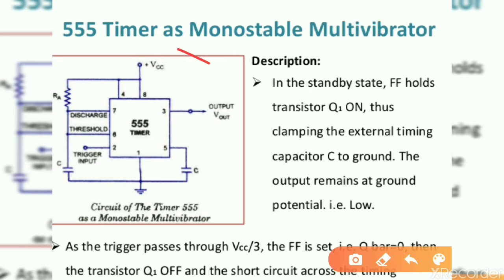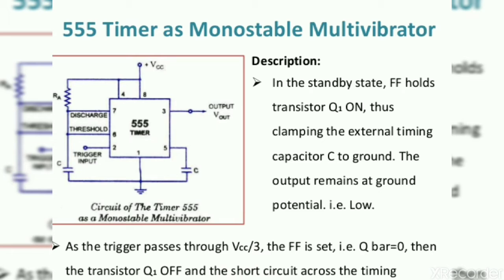So this is the equivalent circuit diagram of your monostable multivibrator, and I have given the description here. You can just refer to the description. In the standby state, that means in the initial state or the off state, you have a flip-flop that holds the transistor Q1 on. Just recall the timer diagram. The timer consists of a transistor also. So in the stable state, this flip-flop holds the transistor on.